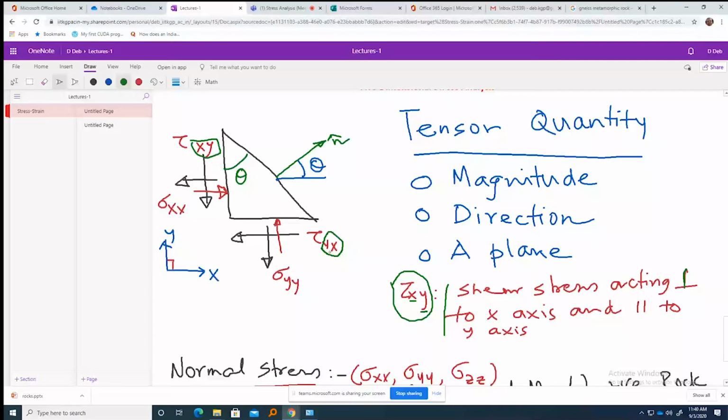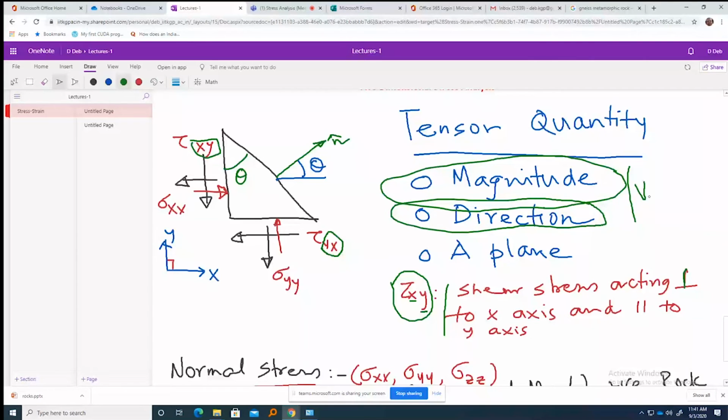Now I told you they are tensor quantities. Tensor quantity means they have a magnitude, that means a value, either 5, 10, whatever MPa or Newton per millimeter square, whichever way you express it. They will definitely have a direction. So these two basically make a vector quantity. Now, what is the tensor? There is an associated plane. Just by saying this is not enough. I have to tell which plane it is associated with.